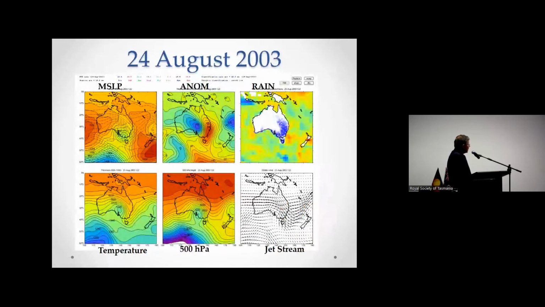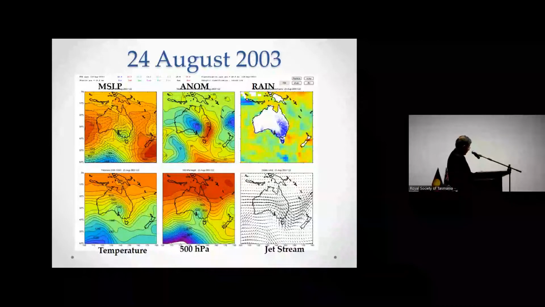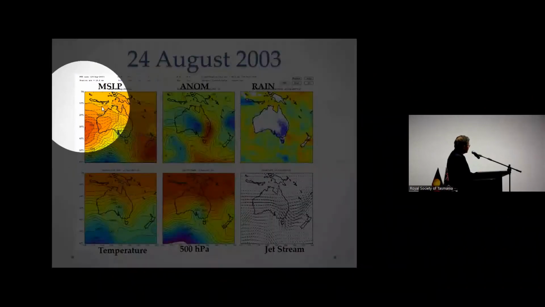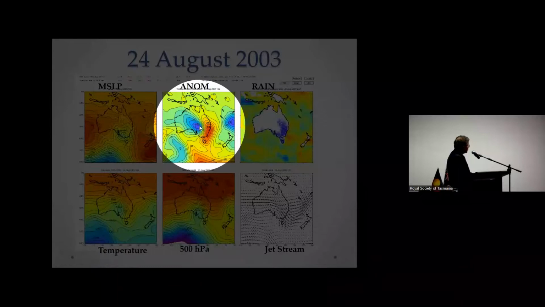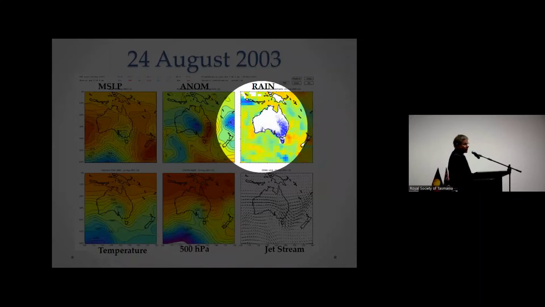But any meteorologist will tell you it's all very well looking at surface charts, but you really need to know what's happening in the upper atmosphere. And here I've reproduced the same chart, at least for the 24th of August, but in this case we've got mean sea level pressure here, and then we've got the temperature anomaly through 6 kilometres or so of the atmosphere, the blue showing that it's very cold north of Adelaide, and quite warm over Victoria and Tasmania. This is the rainfall for 24 hours, showing it extends right from Queensland down into Tasmania. Another similar situation to what we're experiencing now.